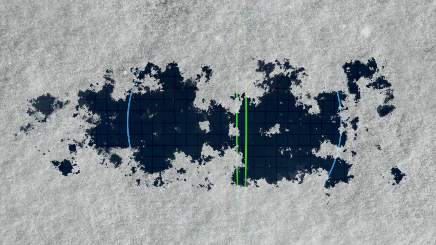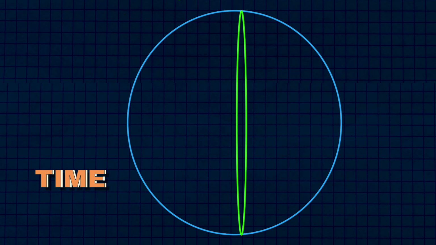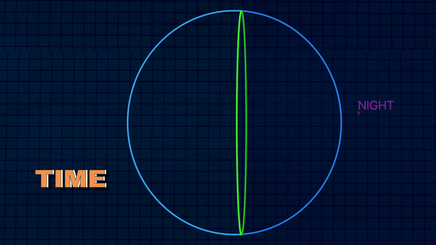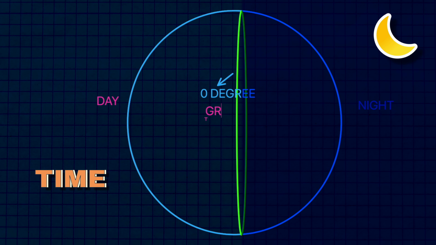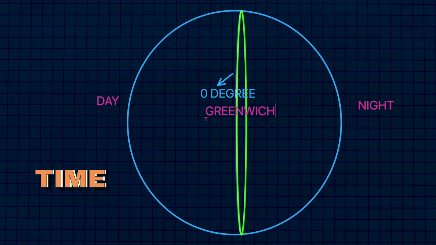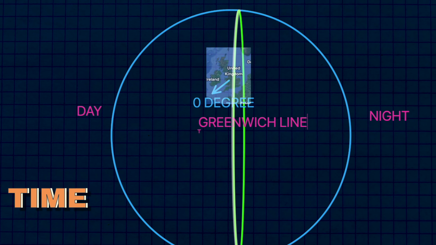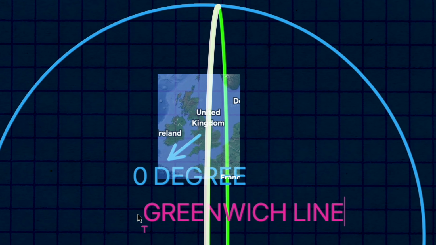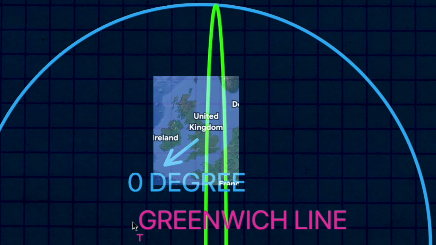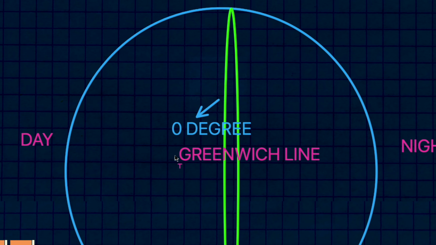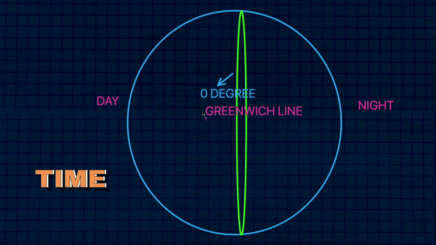How does longitude help us determine time? We know that when it's night in one hemisphere, it's daytime on the other part, and vice versa. The 0 degree longitude that passes through Greenwich near London is considered a standard, and all the time zones of other places are calculated accordingly. Let us understand how.